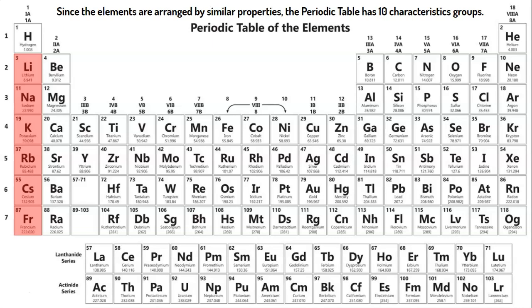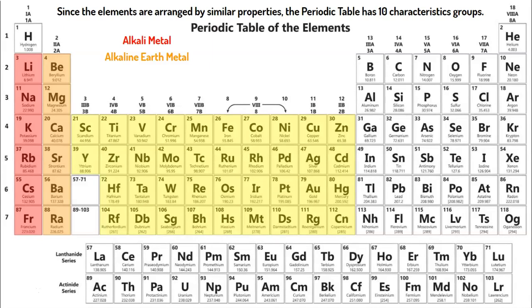Now, all these group 1 elements are called alkali metals. They are very, very highly reactive metals. Moving on to all the group 2 elements, we call these the alkaline earth metals. These are also highly reactive metals, but not as highly reactive as alkali metals are.